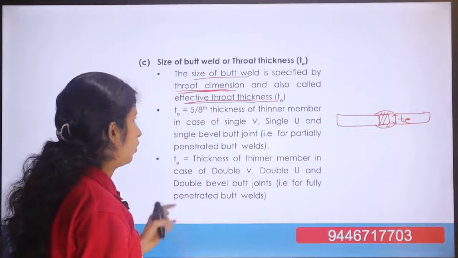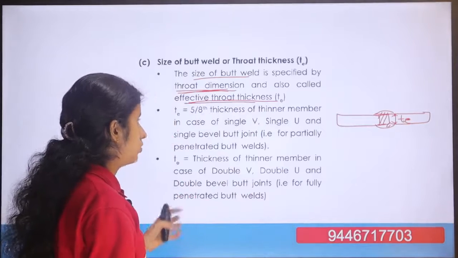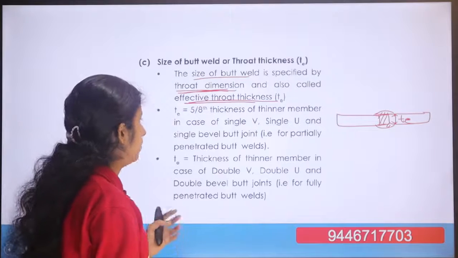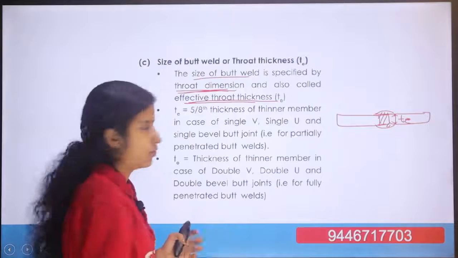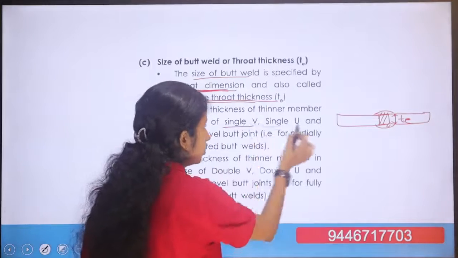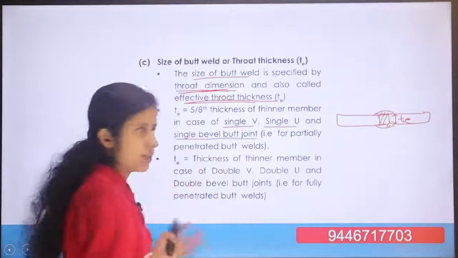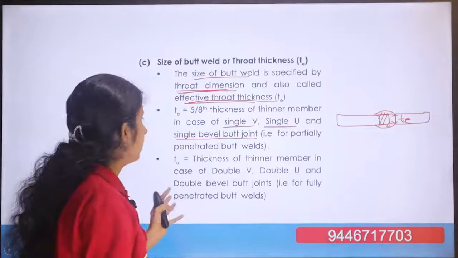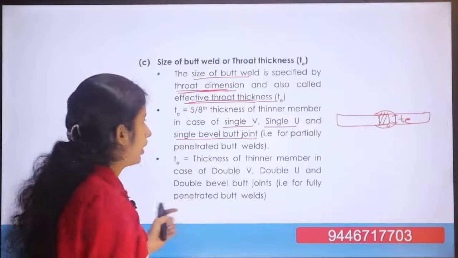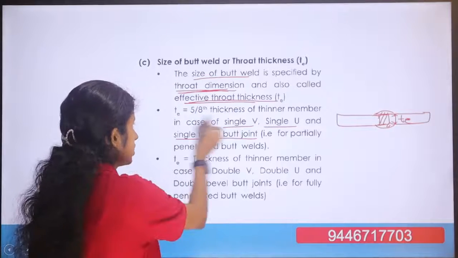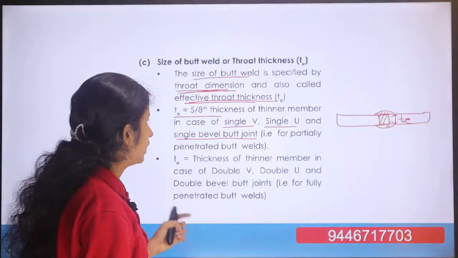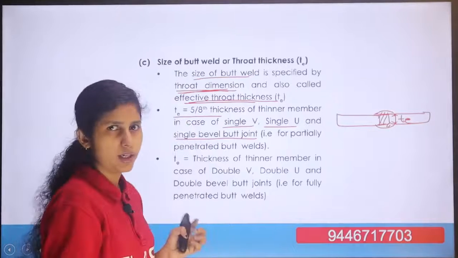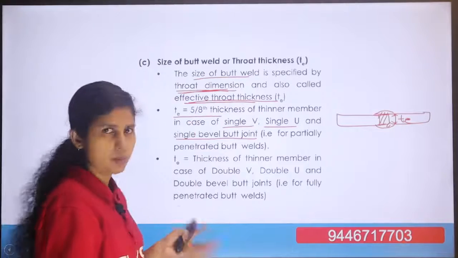TE is equal to 5 by 8 times the thickness of the thinner member in the case of a single V, single U and single bevel butt joint. In the case of a single V, single U and single bevel butt joint, the TE value is equal to 5 by 8 of the thickness of the thinner member.